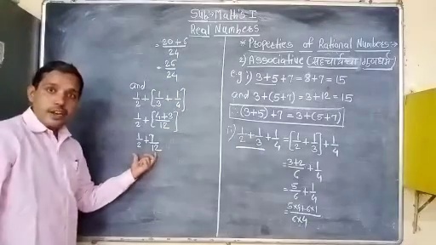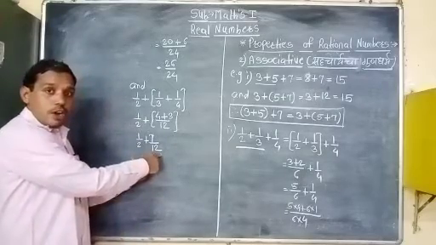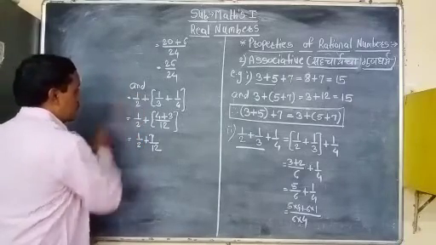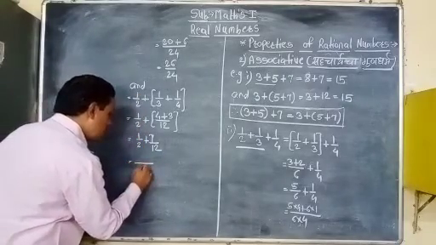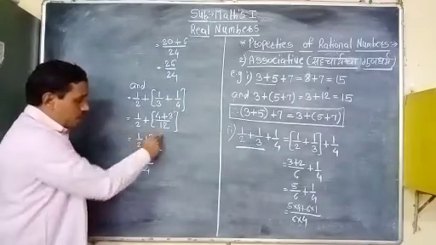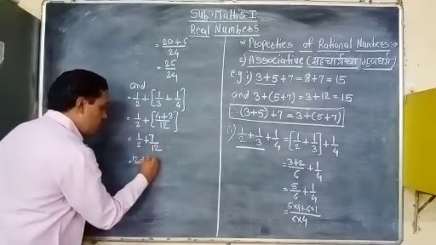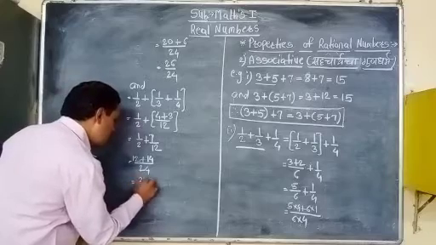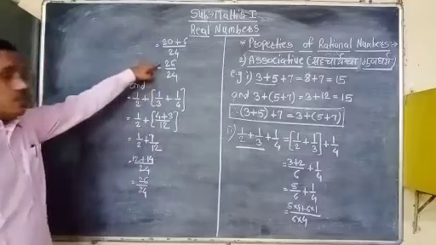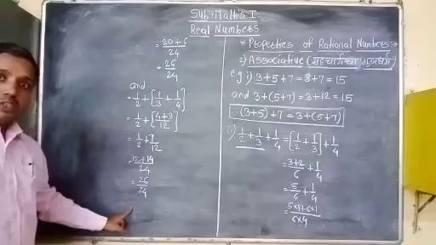Now here the bases are also not the same, so we take the product of them. 12 twos are 24 by cross multiplication. 12 plus 7 twos are 14. So the answer is 26 by 24.